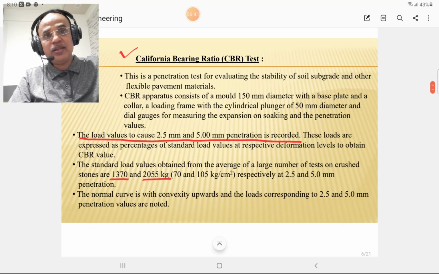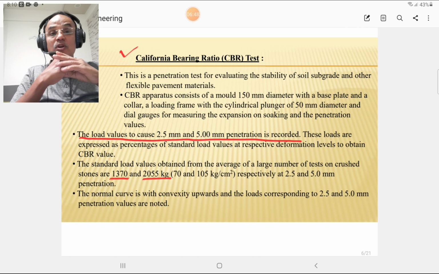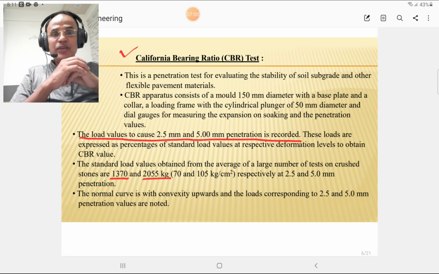Then CBR. A short note is asked all the time in descriptive type examinations, and some MCQs are also given on the CBR. So you must know the CBR. CBR is used for determining the strength or stability of subgrade material. That is very important. You have to determine the strength or stability of subgrade material.